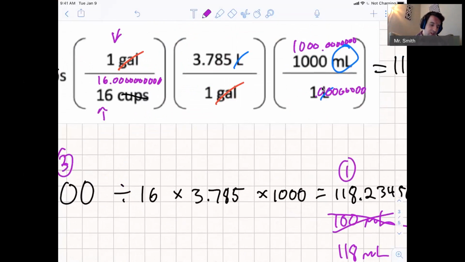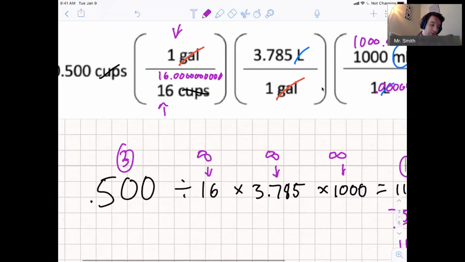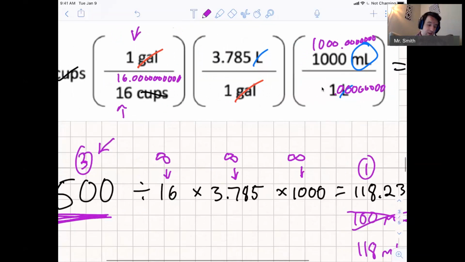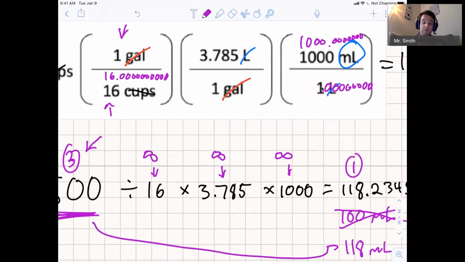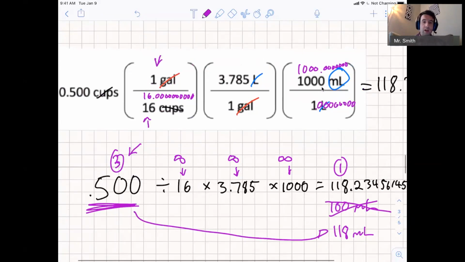So this 16 number has an infinite number of sig figs. This 3.785 has an infinite number of sig figs. This 1000 number has an infinite number of sig figs. So really, our lowest number of sig figs is always going to be the number we start with. A really simple way to remember this is that whatever number you start with, however many significant figures it has, that's how many significant figures your answer needs to have.